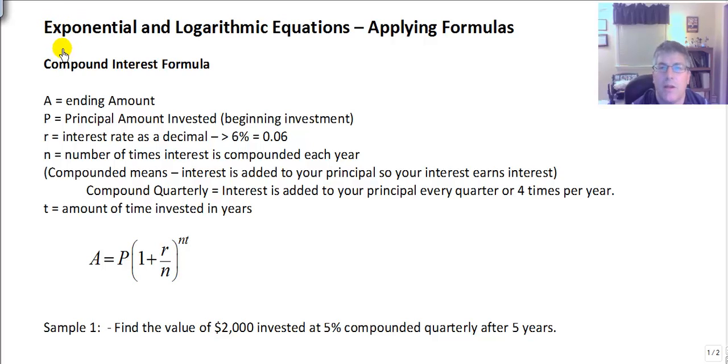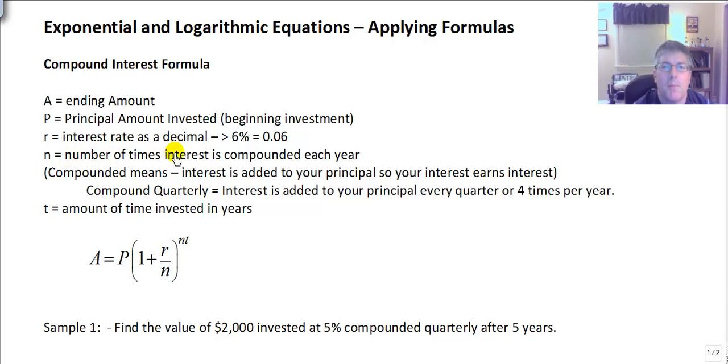So let's begin with the compound interest formula. The compound interest formula listed below, A equals P times the entire quantity 1 plus r over n, all raised to the n times t, where A is the ending amount of money, the money you'll get after you earn your interest. P is the principal amount invested, or the beginning investment. r is the interest rate as a decimal. So, for example, for 6%, you wouldn't use 6, you'd use the decimal 0.06.